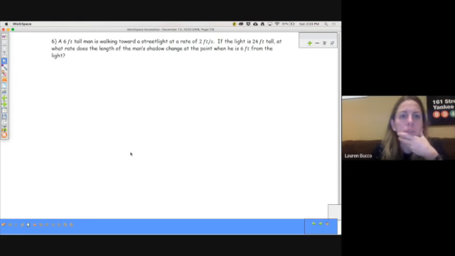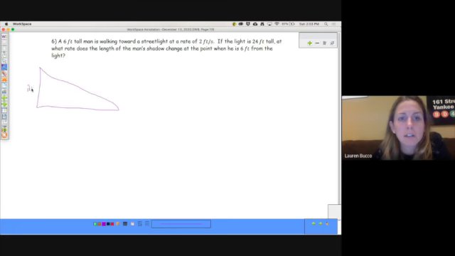Okay, so let's draw a picture. All right, so this light is 24 feet tall. He's a 6-foot tall man. So this is his shadow, and I'll just call this x. So his shadow is y, but as he gets closer to the light, his shadow becomes these two together. But I have my similar triangles very clearly here.